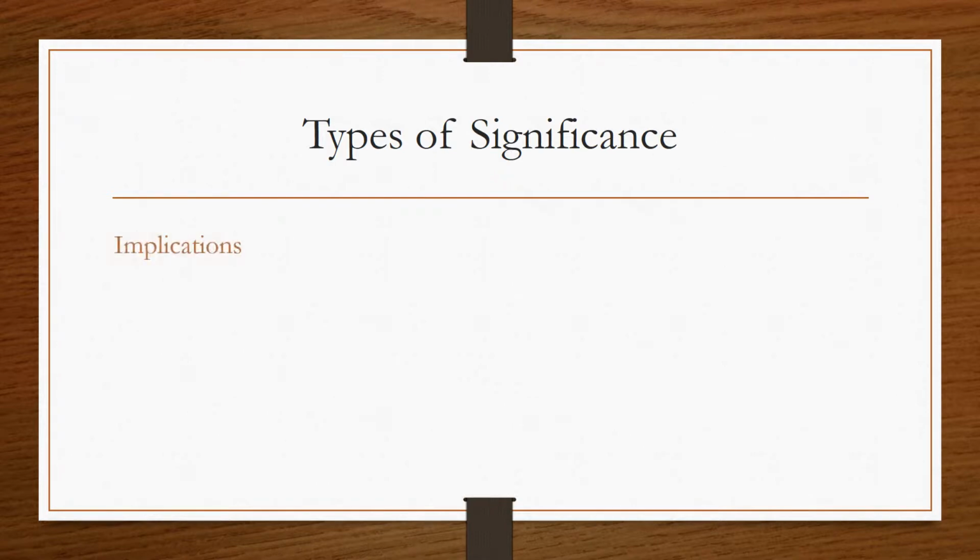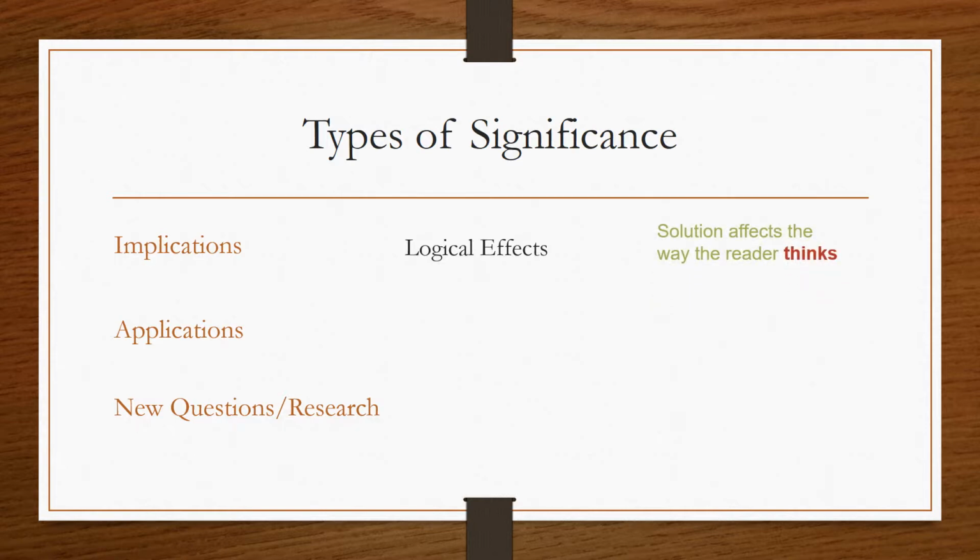There are implications, applications, and new questions or research. All types answer the so what question by motivating the reader. Implications explore the logical effects of the main argument. The writer discusses how the solution affects the way the reader understands or thinks differently about an issue. This is also called addressing the research problem, because the writer addresses broader conceptual problems in a specific field of research.